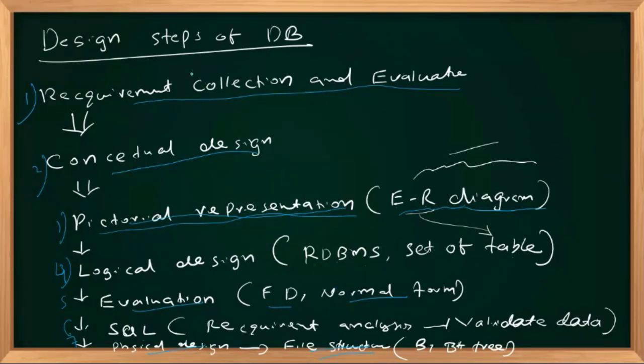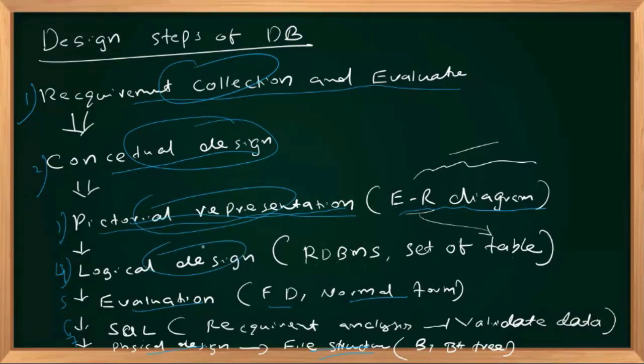First one is requirement collection. Second one is conceptual design. Third one is pictorial representation. Fourth one is logical design. Fifth one, evaluation. Sixth one, SQL, means requirement analysis and validation of data. Then physical design. Then finally file structures. These are the design steps of database management system. Okay.